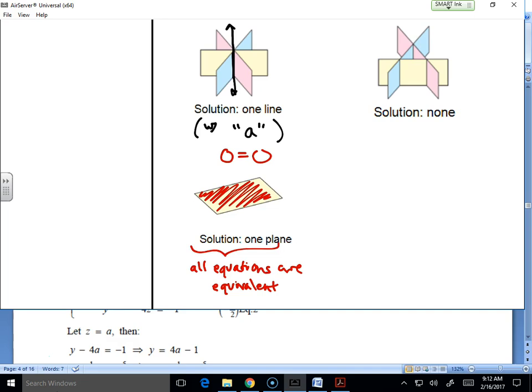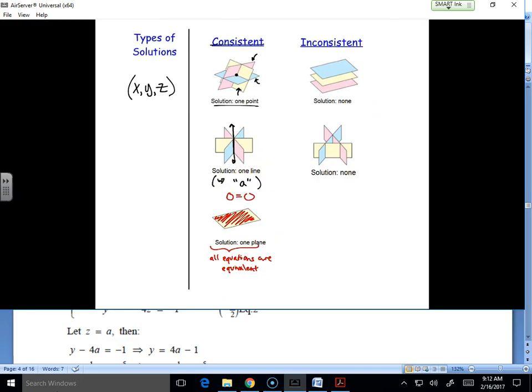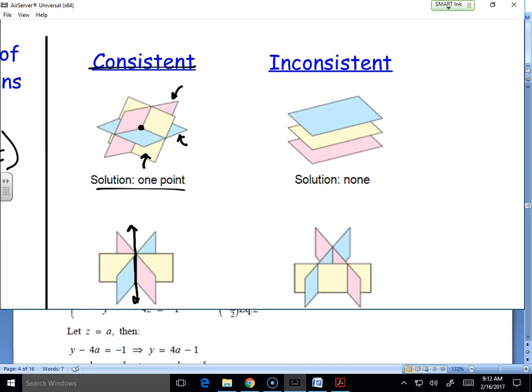So all the planes could be the same, or all the planes could intersect in a line, or all the planes could intersect in a point. However, to be inconsistent, all the planes could not intersect whatsoever, like none of the planes intersect with any of the others. They are all parallel. This would be no intersections at all.